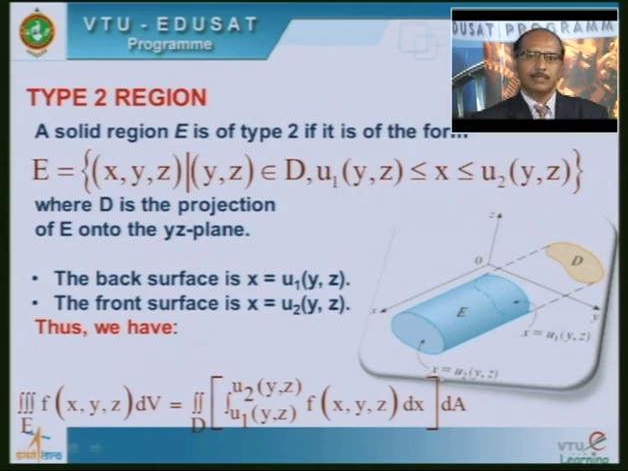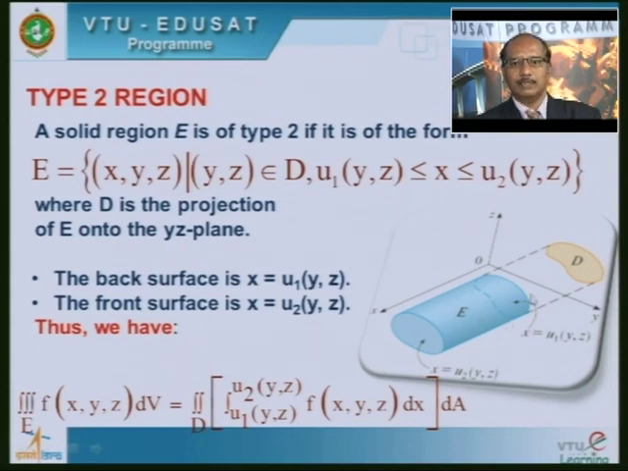X limits are functions of y, z. Then you take the projection of that solid on the yz plane here. When x limits are functions of y, z, its projection is taken on the yz plane. In the previous type, z limits were the functions of x, y, that is why its projection was taken on the xy plane. See that here the solid E is bounded by two surfaces. They are x is equal to a function of y, z, and x equal to another function of y, z. So, these are considered as the x limits of the triple integral.